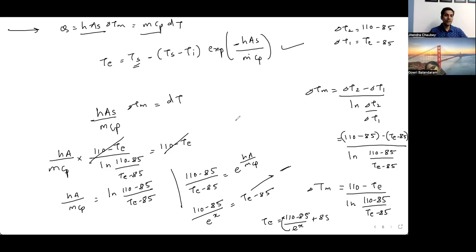If at all you forget the formula in the exam, just go through this. This is a longer step, but I think I would prefer this. Anything else? No.